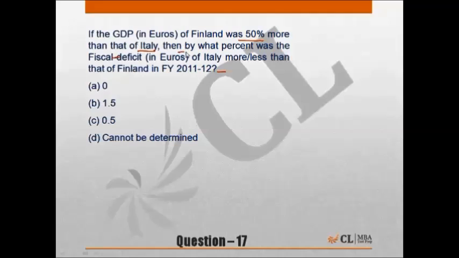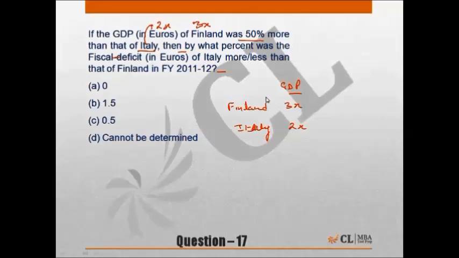Okay, let's look at the question. The question says that the GDP of Finland was 50% more than that of Italy. So let me assume the GDP of Finland to be equal to 3x and that of Italy to be equal to 2x. I am saying let this be 3x and 2x because this goes by the condition that the GDP of Finland has to be 50% more than that of Italy. Okay. Next it says by what percent was the fiscal deficit.